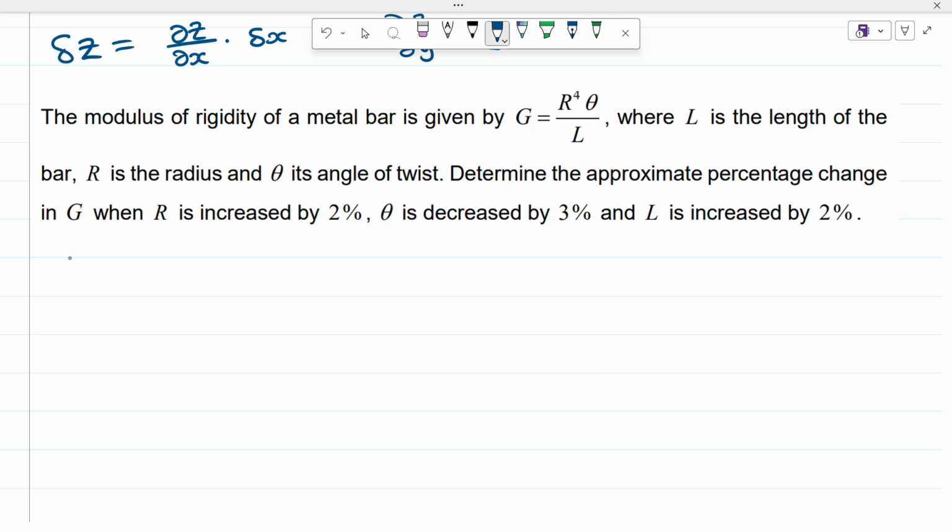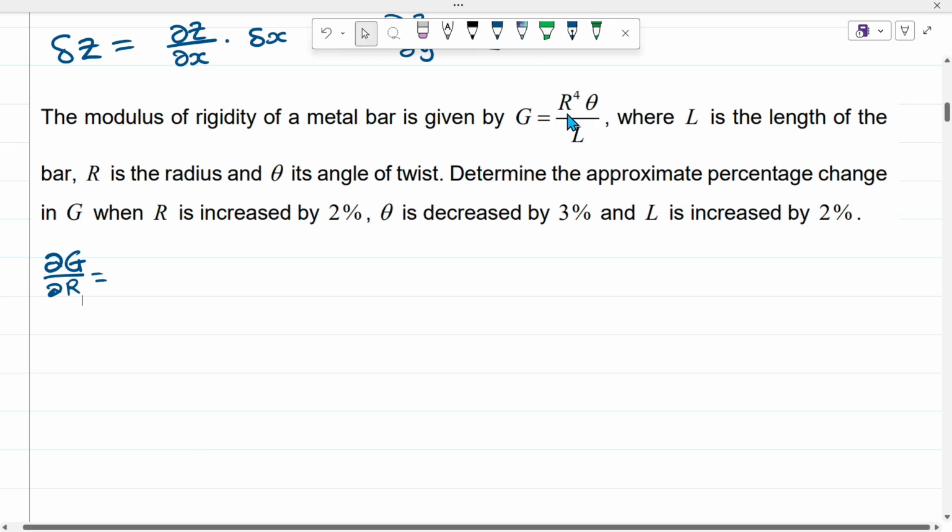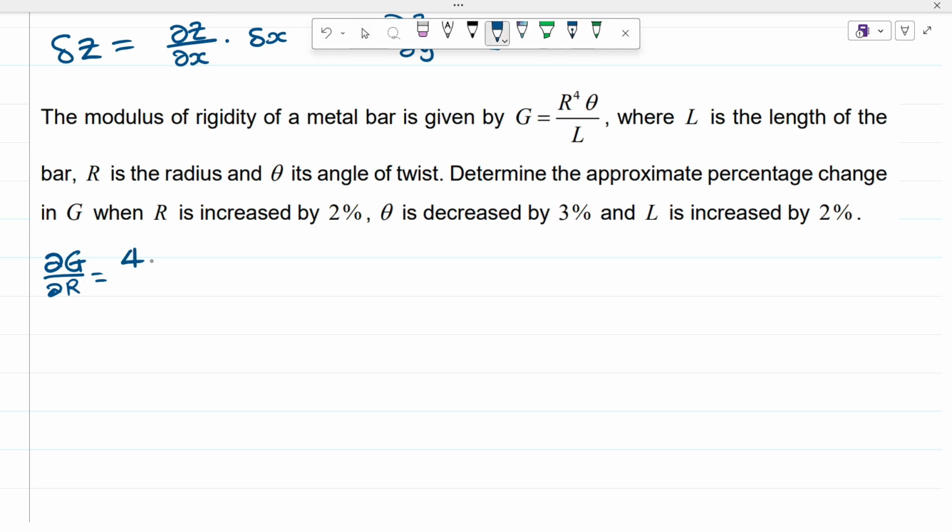Okay, let's go. So partial derivative of G with respect to R is going to be what? We're differentiating G with respect to R. That means theta and L are constants. So this is going to be 4R cubed theta divided by L, right?